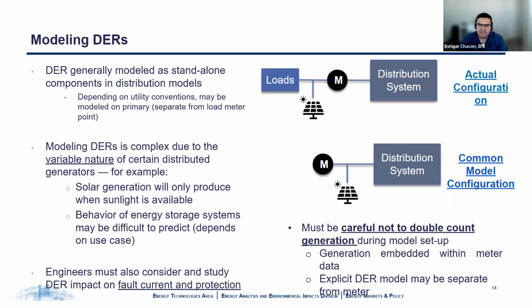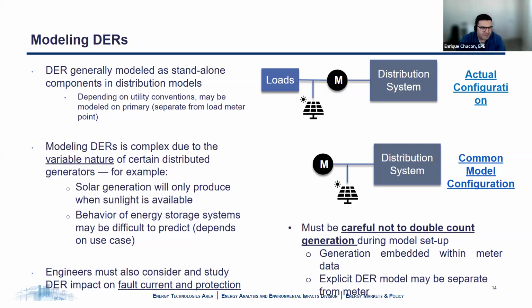Okay, now modeling DER. There's a couple ways this could be done. When it comes to modeling DERs, they are generally modeled as standalone components in distribution models. Sometimes you get a little more detail with the DER modeling. Sometimes there's a step-down transformer, sometimes there's secondary cable, but for the most part, it's a primary interconnection of the DER to the system model.